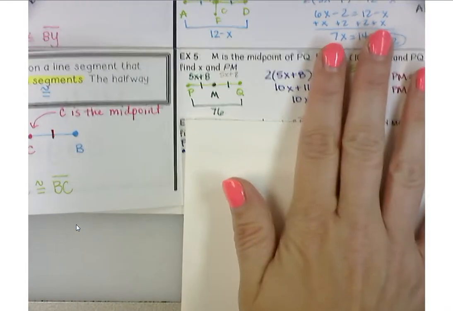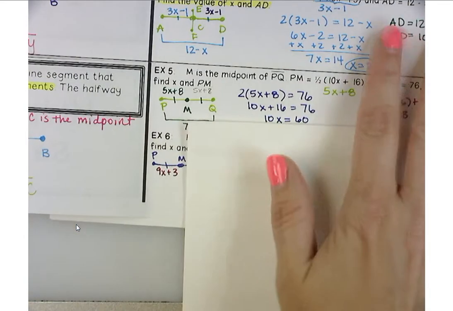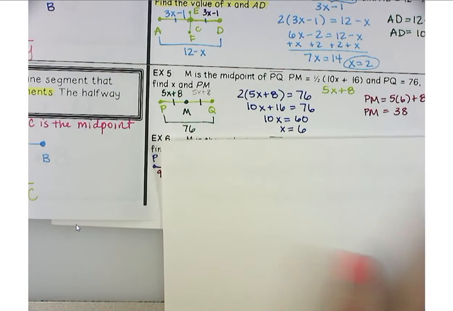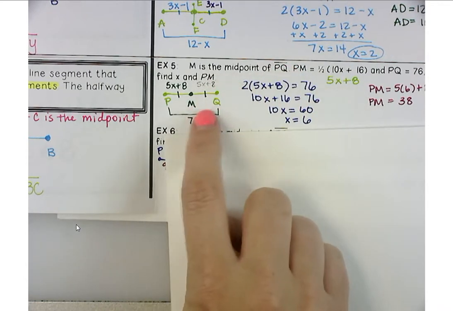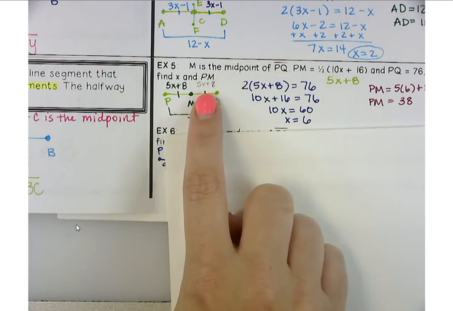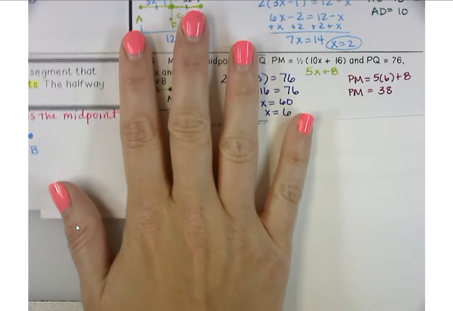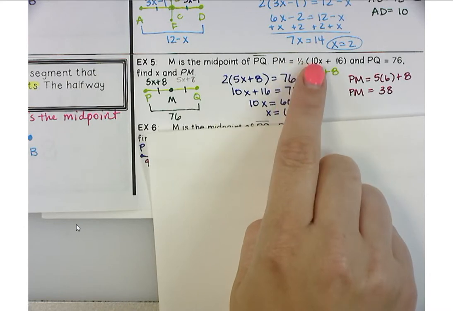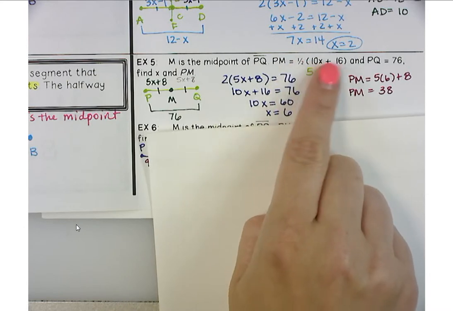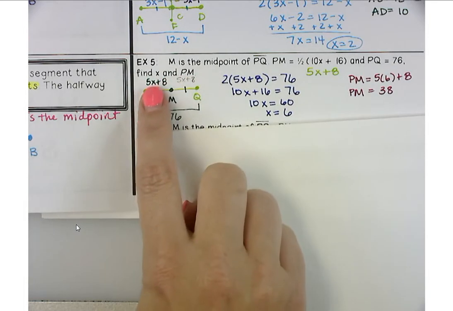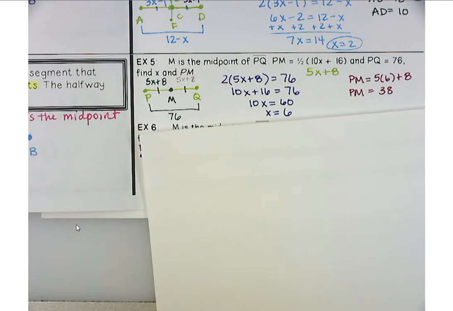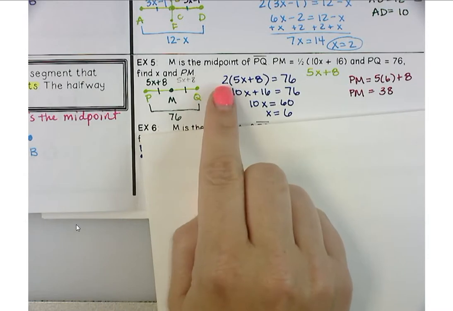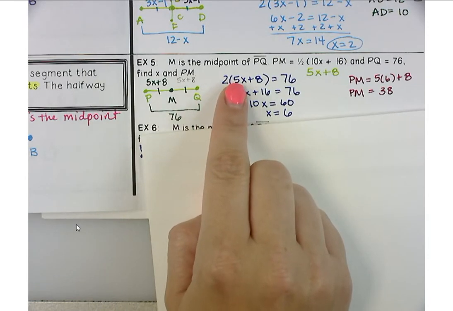So when they tell you M is the midpoint and you're given PM, even if you aren't given what MQ is, you know it's going to be the same thing. And then again, you can see that I distributed the 1/2. So 1/2 times 10, half of 10 is 5, half of 16 is 8. So that's why I labeled it as the 5x plus 8. How are you guys doing with the distributive property? Very good.